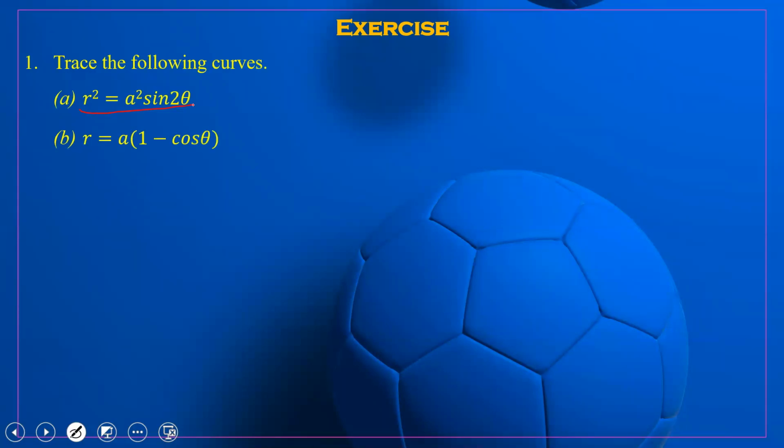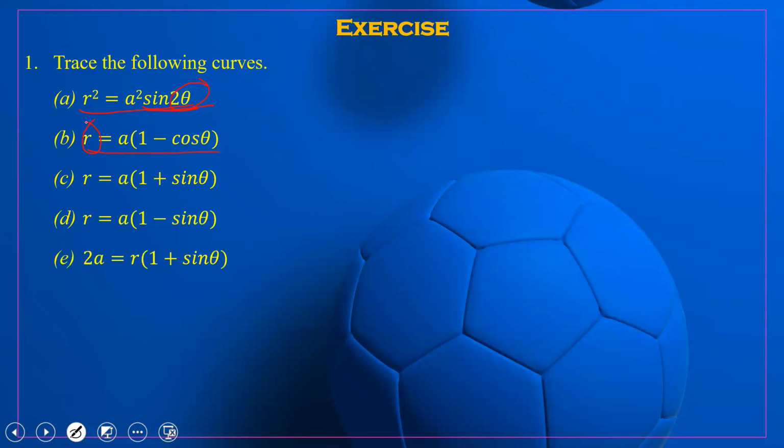But this curve is not symmetric about the initial line, because if we replace theta by minus theta, it will change. So it is not symmetric about the initial line theta equal to 0. The earlier curve is symmetric about the initial line, but it is not symmetric about the pole. Then r is equal to a(1 plus sin theta), and r is equal to a(1 minus sin theta). So these are some examples. You should try to trace these curves.